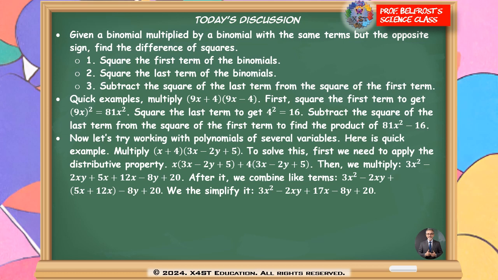That is the result. Now let's try working with polynomials of several variables. Actually, it is the same, but we need some patience to solve it. Multiply (x plus 4) times (3x minus 2y plus 5). To solve this, first we apply the distributive property and multiply each term as usual. After that, we combine like terms and simplify. It gives us 3x squared minus 2xy plus 17x minus 8y plus 20.